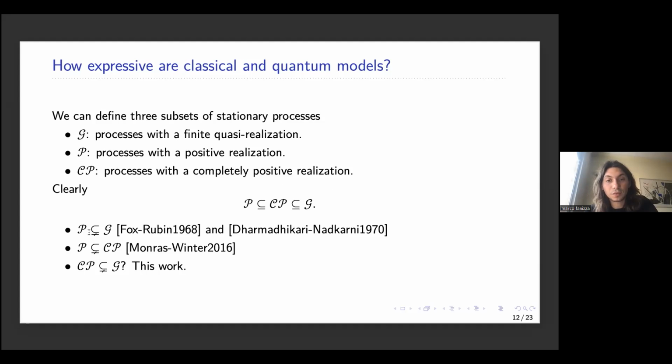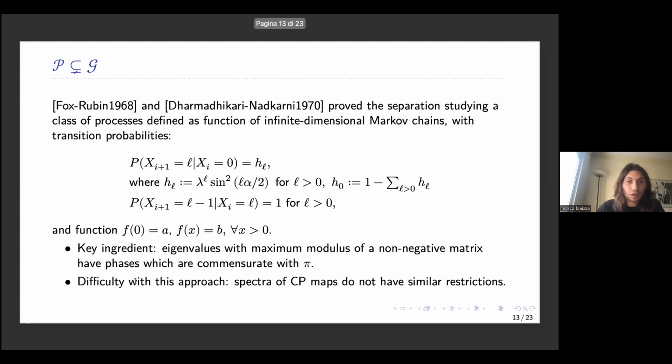And these inclusions are in fact strict. P strictly included in G was proven in the early days by Fox, Rubin, and Dharmadhikari and Nadkarni. P strictly included in CP was proven by Monras and Winter, and we prove the last statement. So it is instructive to look at how P strictly included in G was proven.